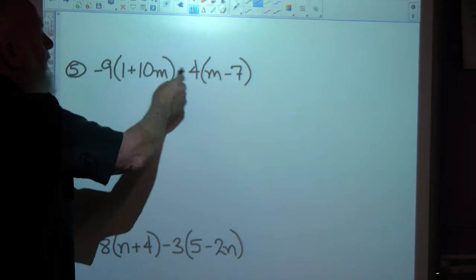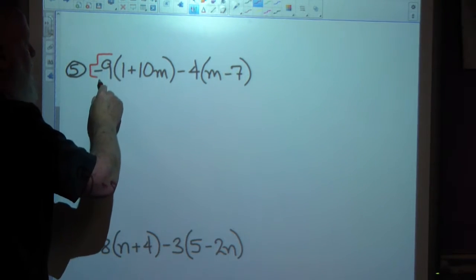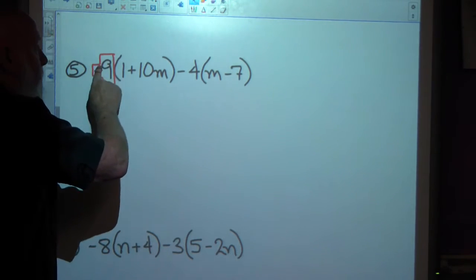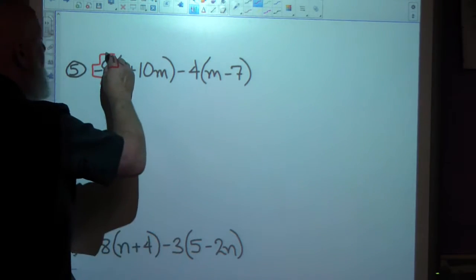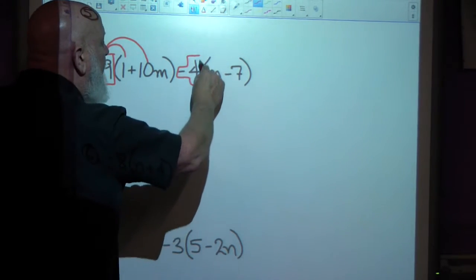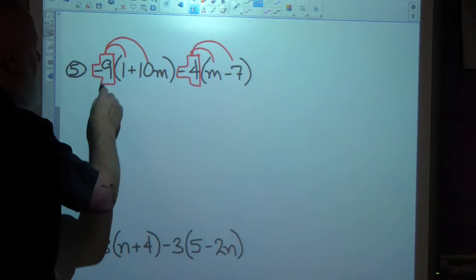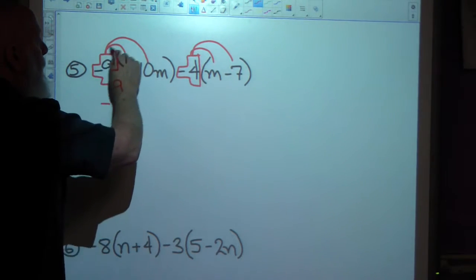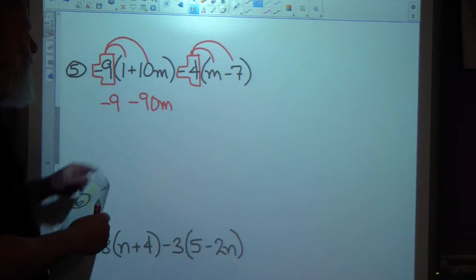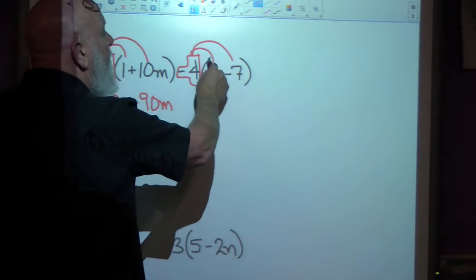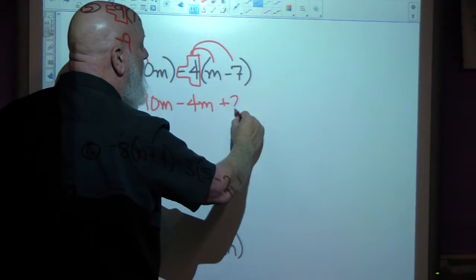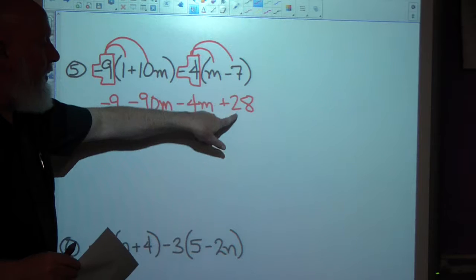I've got a couple of places I'm going to have to use my distributive property. Remember that when you distribute a negative value, that minus sign goes with what you're distributing, so to speak. So this is multiplying both of these by negative 9, and I'm going to multiply both of these by negative 4. So this will be negative 9 minus 90m. So we got negative 9 times positive 10m. It's going to be negative 90m minus 4m plus 28. Because I have negative 4 times negative 7, that's positive 28.